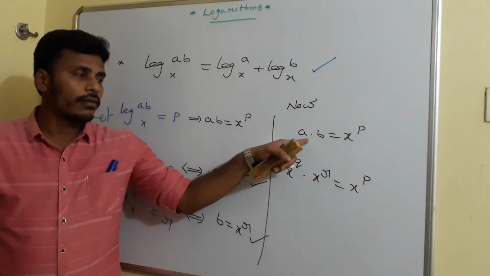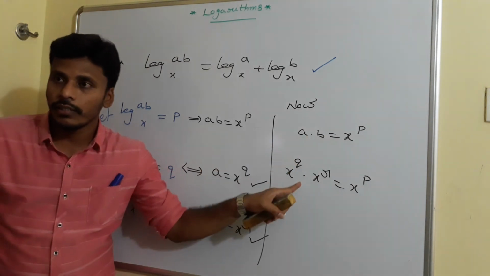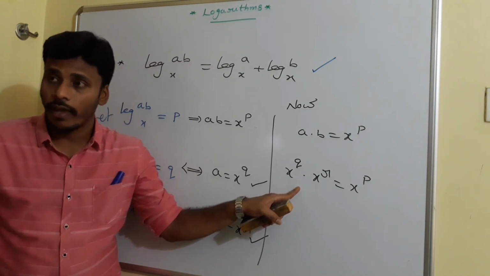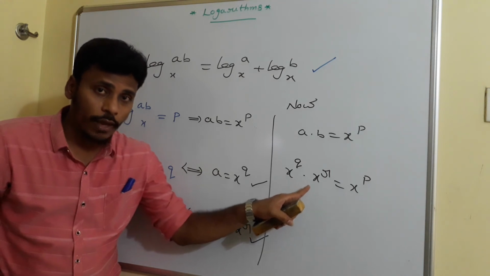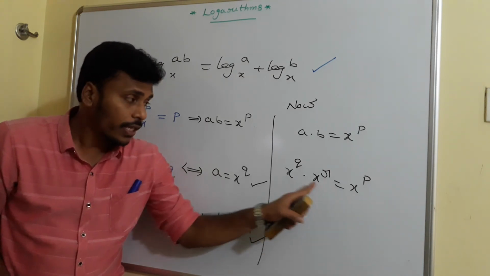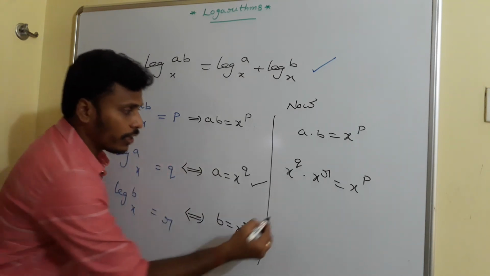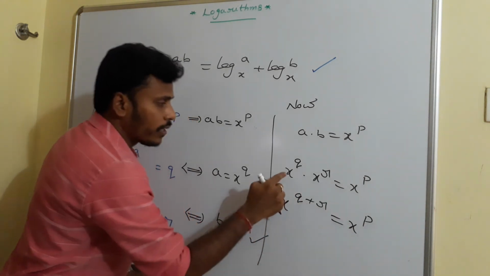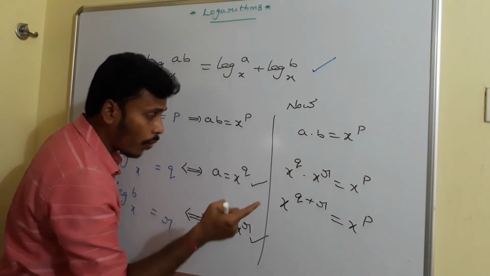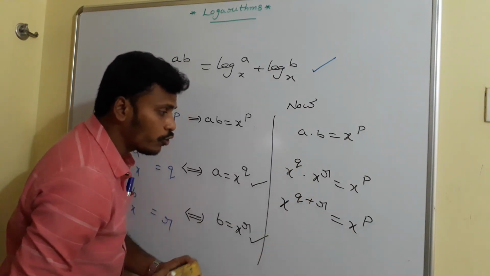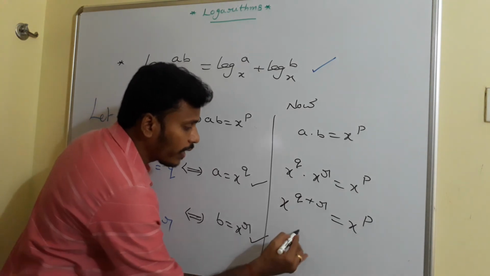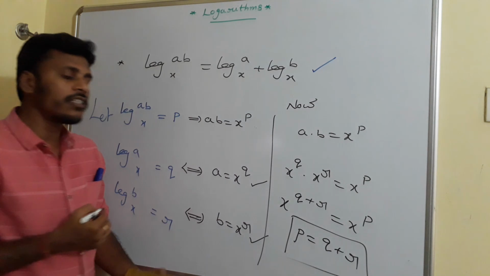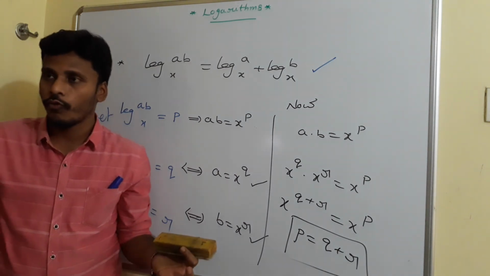This is from the first relation, and this is from the second and third relations. Now, by the law of exponents, x power q into x power r is nothing but x power q plus r, which is equal to x power p. Since bases are equal, add the powers. Now, since both are x, you just equalize the powers and you will get that p is equal to q plus r. And if p is equal to q plus r, there is our proof.